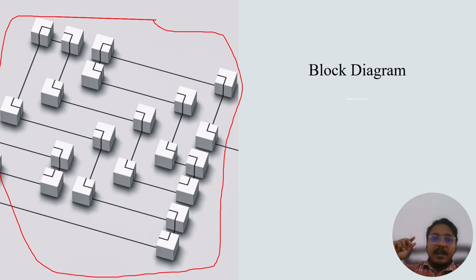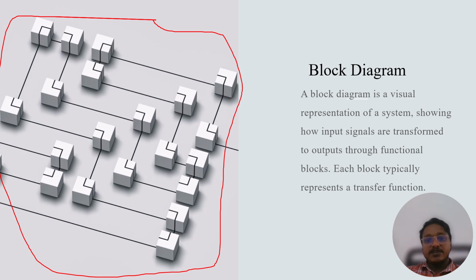Every element will have some equations, and every element will reflect in the equations, so the transfer function, the ultimate equation, will be very big and very complex. So to reduce that, we will use this block diagram.